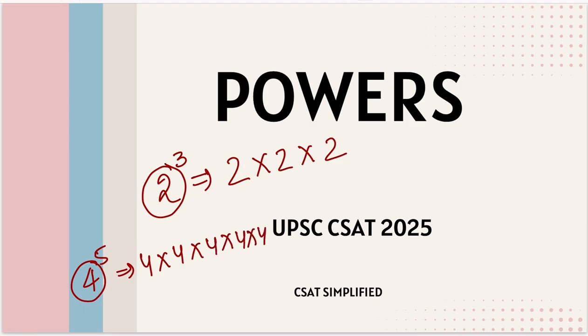Correct? So if I say what is this? 6 into 6 into 6 into 6. How do you write this in the form of power or exponent form? You say 6 is multiplied 4 times. So 6 raised to power 4.